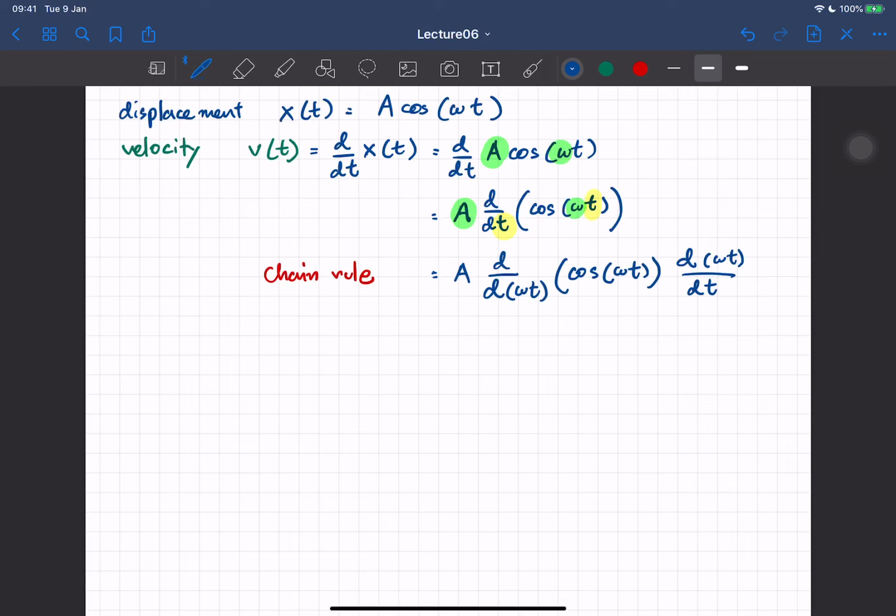So it's a very simple case of chain rule, right? If you're confused, you can also redefine omega t to be another variable, maybe y or something. But in any case, this is what we have here. So you now need two differentiations. The first one is the differentiation of cosine. Well, if you don't remember, you can just open the differentiation table and see that this gives you minus sine of omega t.